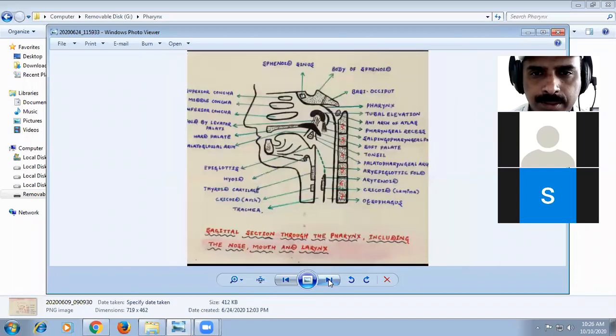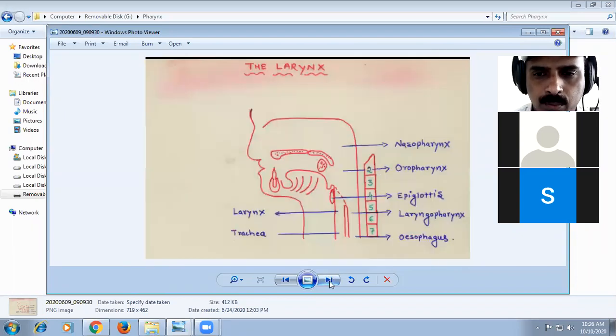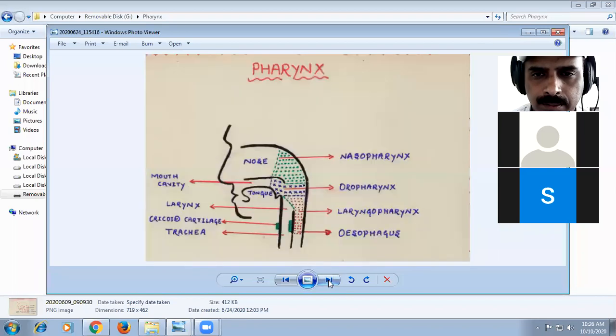So almost all is done. After this, you have to study the blood supply and nerve supply, you have to remember them, and then lastly one point, which is about the clinical anatomy.